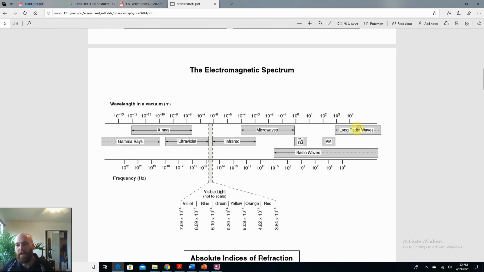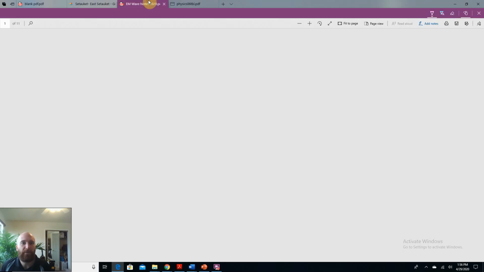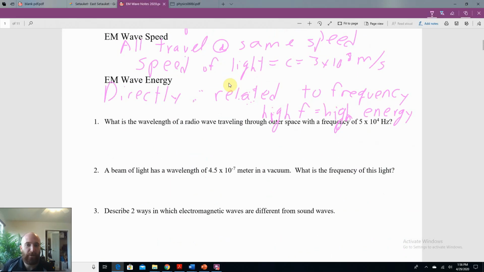Then our low energy waves that are a little safer to be around are like your Wi-Fi signal and stuff like that. Those are your radio waves. Obviously, they're not super dangerous to you because then all of our electronics would hurt us. That wouldn't be good. So anyway, high frequency, high energy, that's the thing.